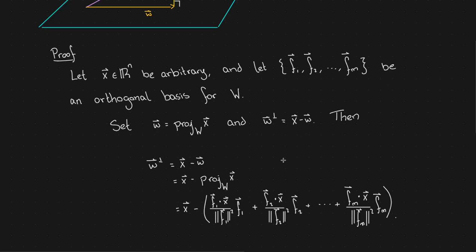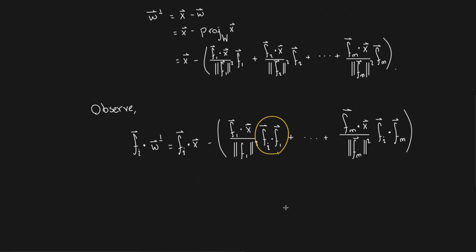But this isn't just any old basis. This is an orthogonal basis, which means all the vectors are orthogonal to each other. So the dot products of fi with f1 and fi with fm, and all of these, are 0 except when i is equal to the other subscript. If i is different than this subscript, then the dot product is 0 because they're orthogonal. The only case when it's not 0 is when the subscript here and the subscript here are equal.